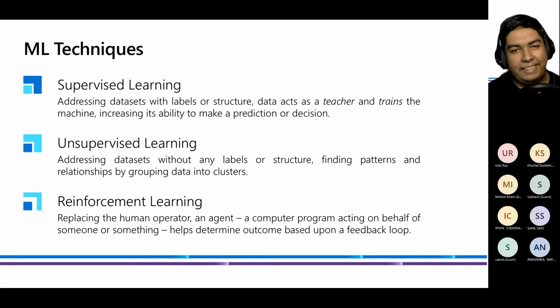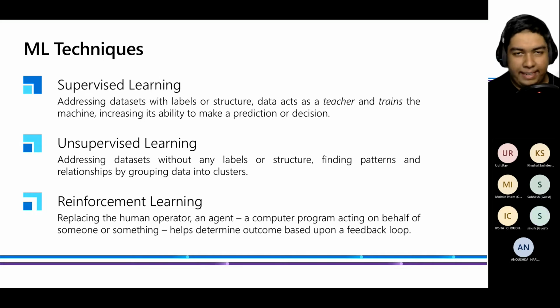In supervised learning, you have certain algorithms and you have the data itself. First of all, you know what the output will be, and using that, as you can see, the data will act as a teacher. So we know what the data looks like, and we will train the machine to give an output that looks like that output.